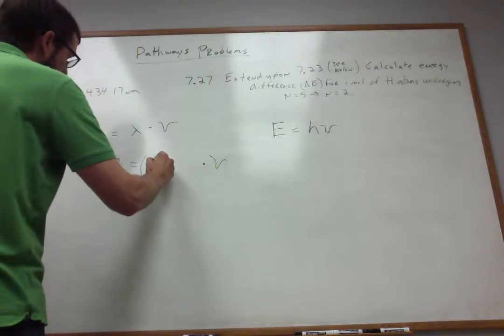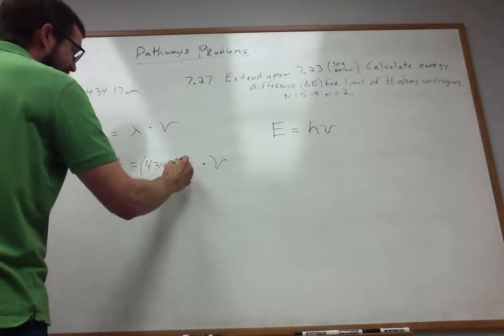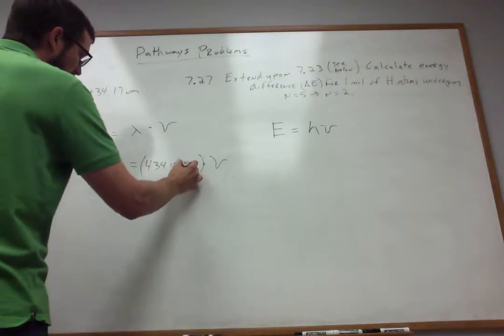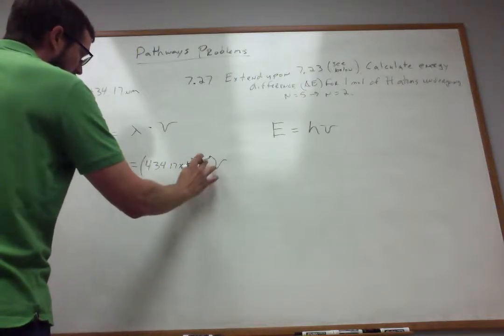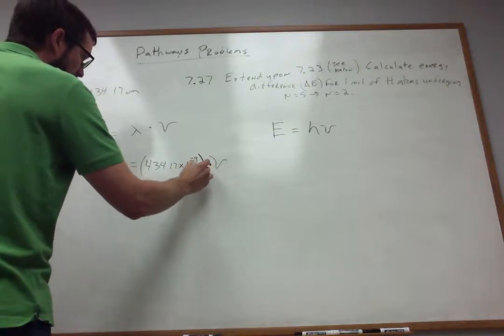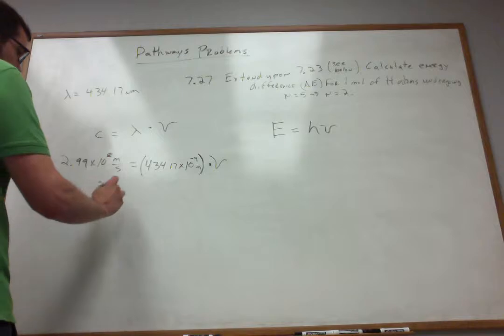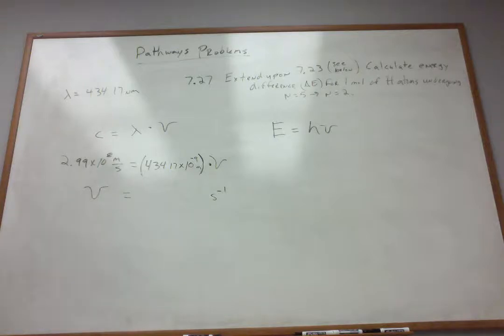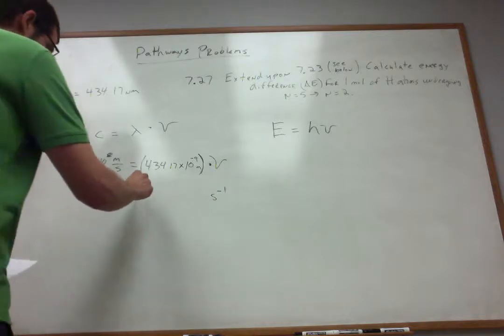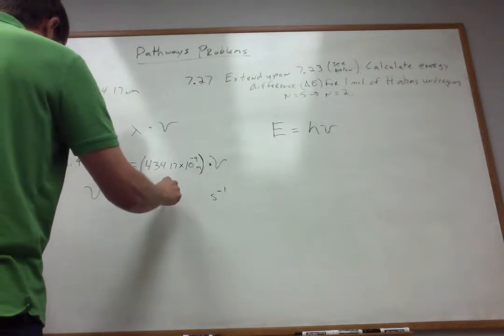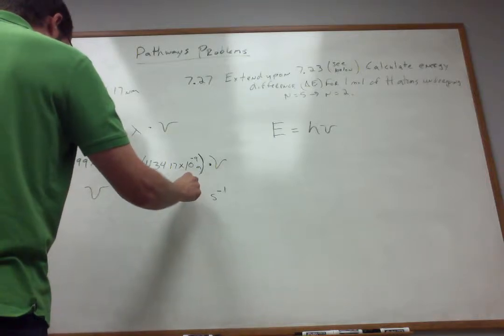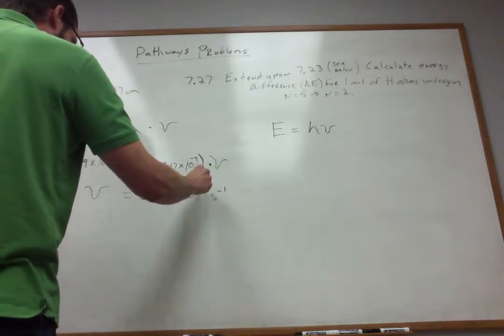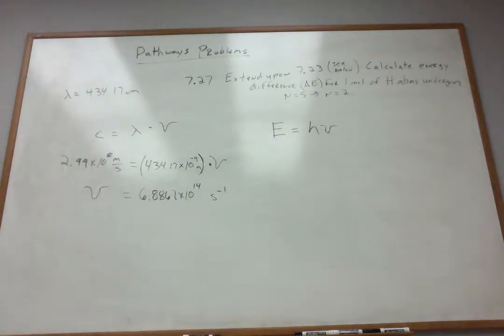What do we know about the wavelength? Well, it's 434.17 nanometers. I've got to convert to meters here by multiplying by 10 to the minus 9. Now that's going to be in meters units because this is in meters units. I can then very quickly rearrange and solve this particular equation for my frequency, which is 6.8867 times 10 to the 14th. So the frequency of this light is 6.8867 times 10 to the 14th hertz, if I've done all my math correct.